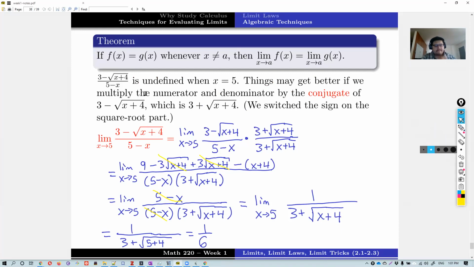Yeah. So you see how when you take this and you multiply by the conjugate, you end up forcing the middle terms to cancel each other. So that lets you square this term and square this term and gives you that as the end result.